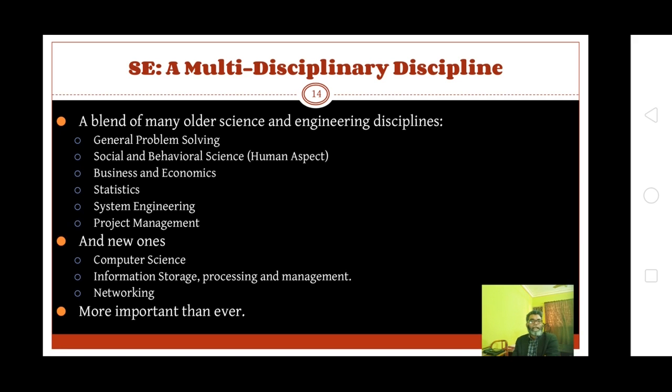Software engineering is considered a multidisciplinary discipline since it's a blend of many older science and engineering disciplines like general problem solving ability, social and behavioral science, business and economics, statistics, system engineering, project management, computer science, information storage, processing and management, and finally networking.